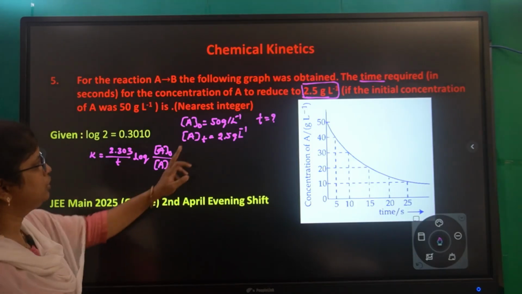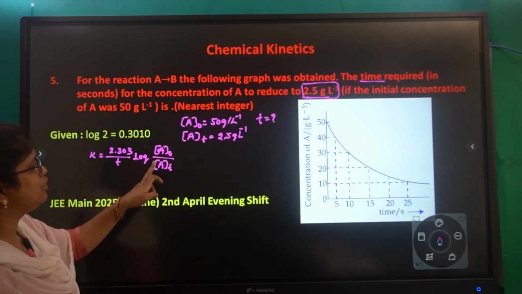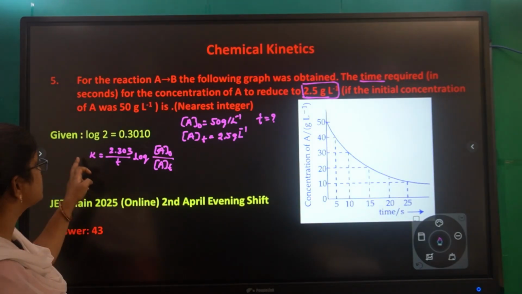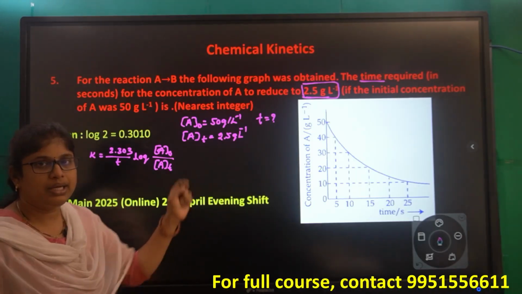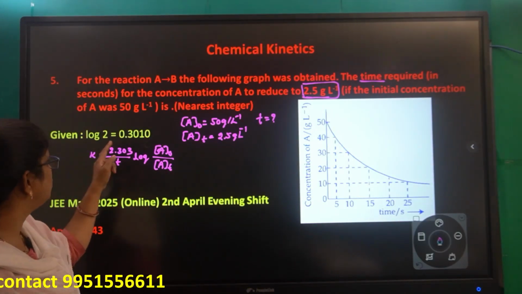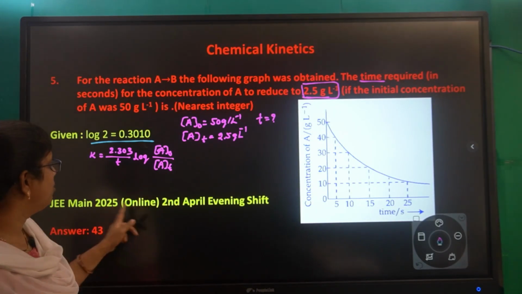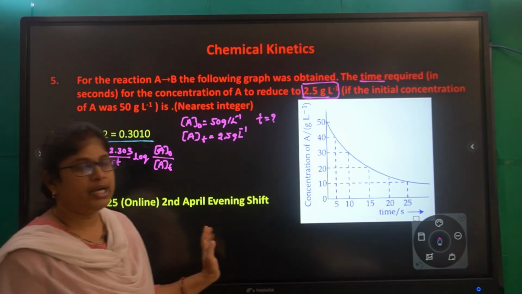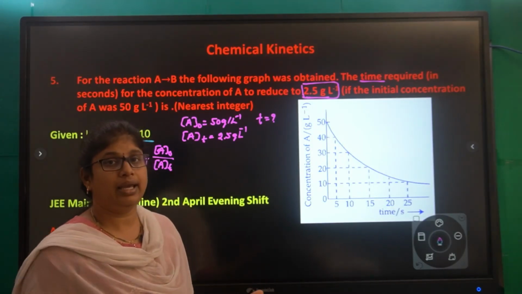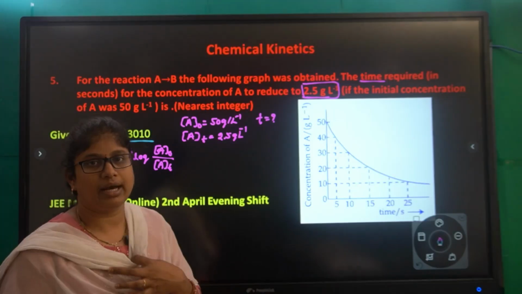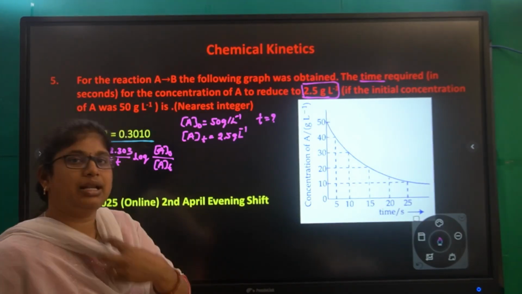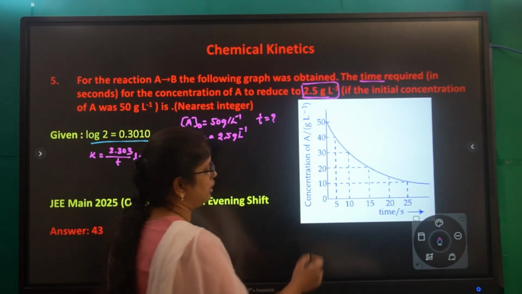So by substituting these values here to calculate T, we must know what is K. But has he mentioned the K value here? No, he has given only the log 2 value, but the K value is not given. So from where can we get that K value? From this graph.